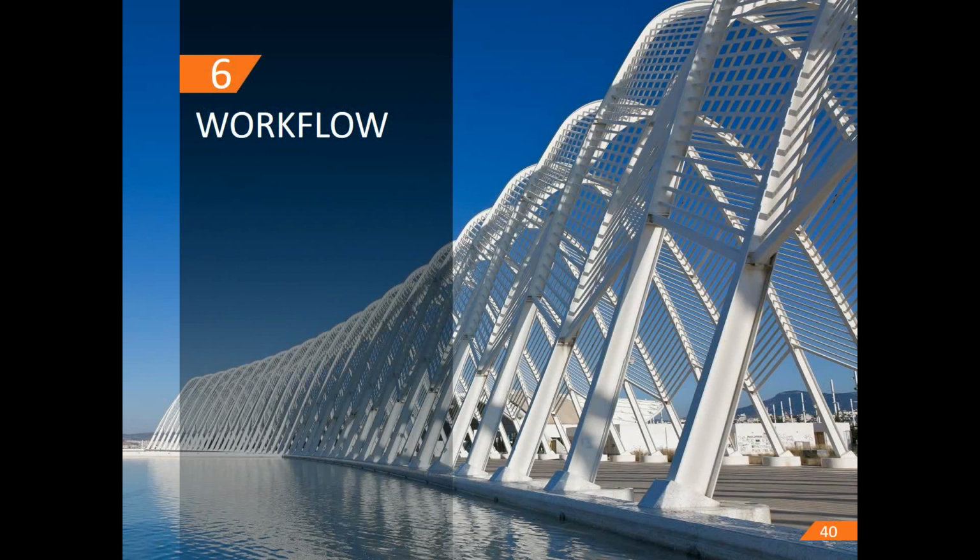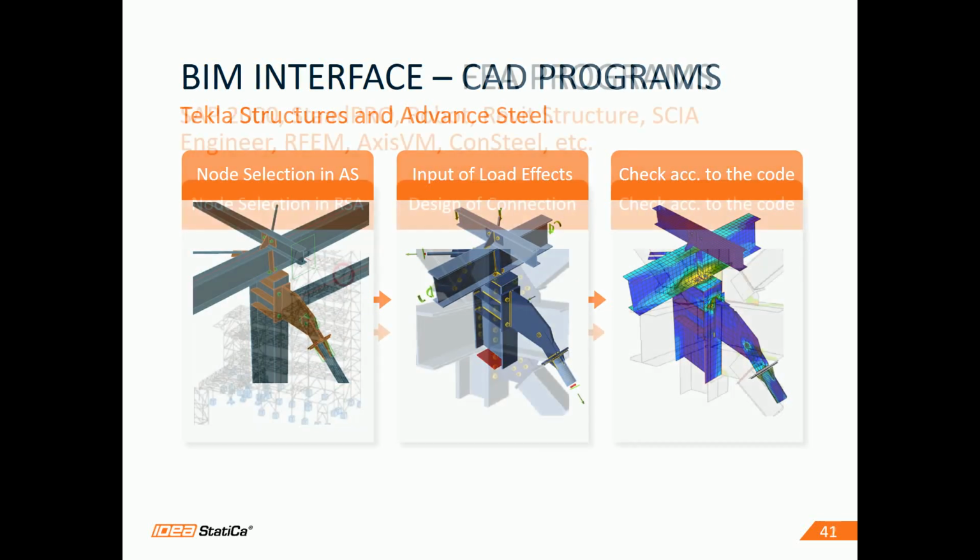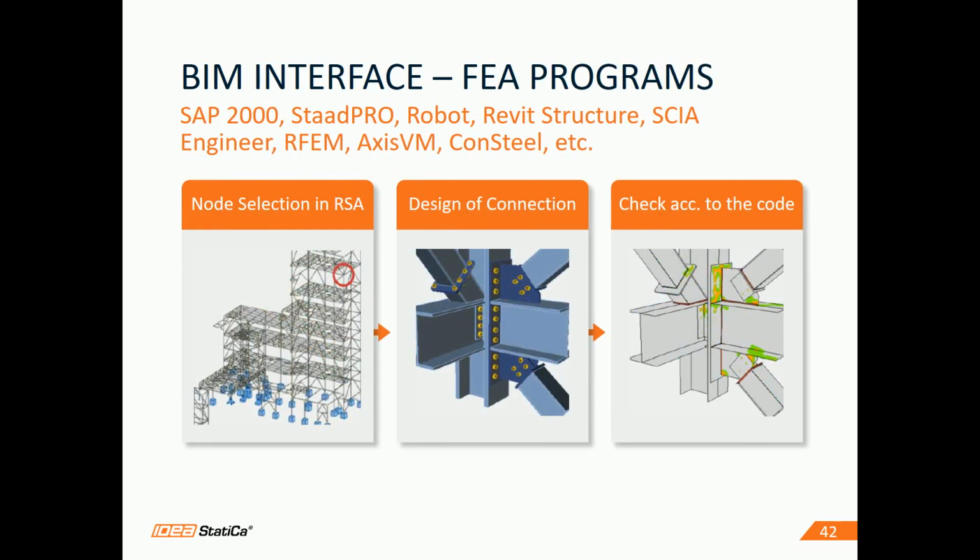StatiCa is a standalone program. You can design any joint from scratch. But sometimes it is easier to use the BIM interface to import data from other programs we use. The first group of links is the CAD programs, Tekla Structures and Advanced Steel. We export a fully detailed connection to StatiCa, load it, and check it right away. The second group is the CAE programs, like SAP 2000 and STAAD.Pro. You can easily export geometry and loading to StatiCa, design the joint, and check it, with a full report available.